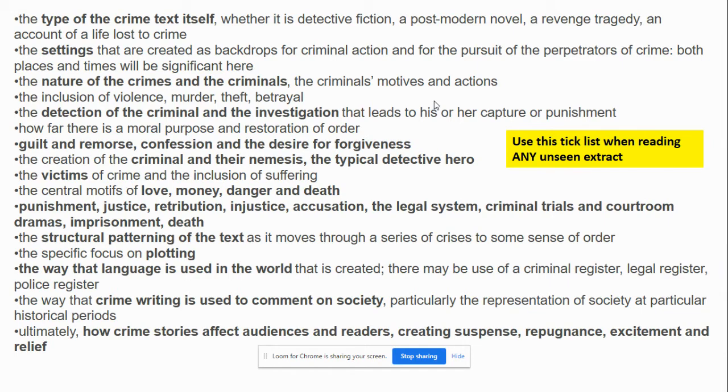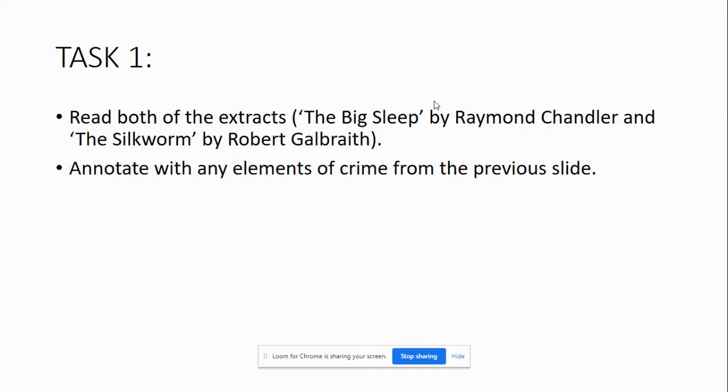What I'd like you to do is just pause this video, and I want you to read both extracts before we go any further, and keep this tick list on screen. Your first task will be to annotate both of these extracts with any elements of crime from that tick list. Okay, so pause the video here, complete the reading and annotate. Okay, so once you've done that, could you please take a photograph of these extracts at the end of the session and send them to me, please?